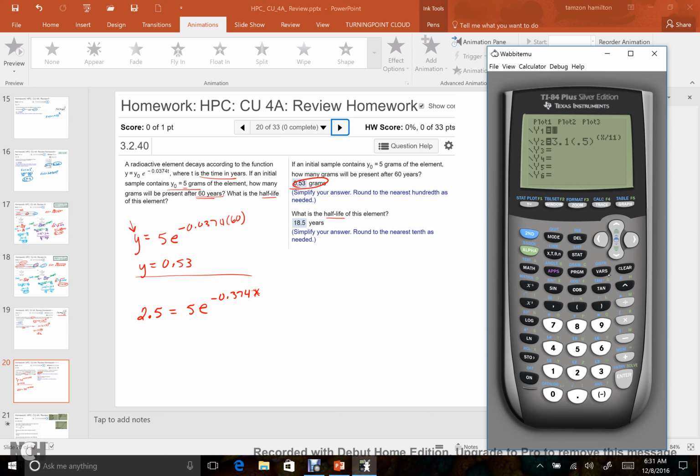So I go to y equals, I'm going to make y1 2.5, and this side I'm going to make 5e caret, negative parentheses, negative 0.374x. Close those. And let's see, 2.5, we hit graph. There's the 2.5. There's the function. Calculate intersection. And you get 1 point. Why am I off by 10 years?